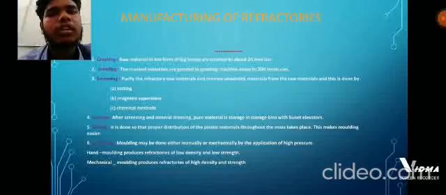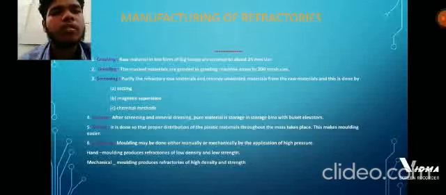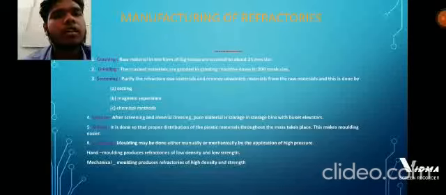4. Storage. After screening and manual dressing, the raw material is stored in a storage bin with bucket elevators. 5. Mixing. It is done so that proper dispersion of the plastic materials through the mass takes place. This makes molding easier.